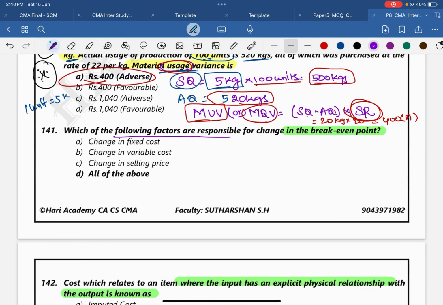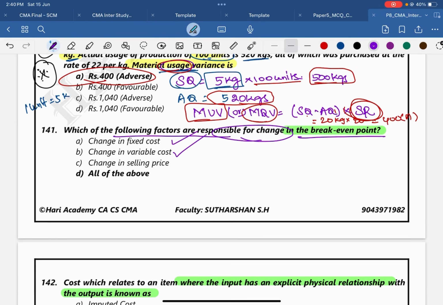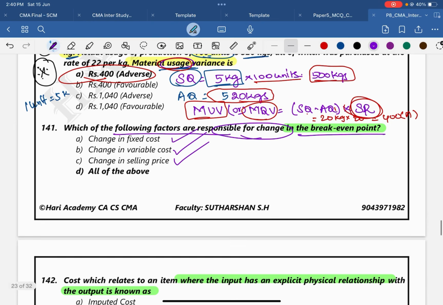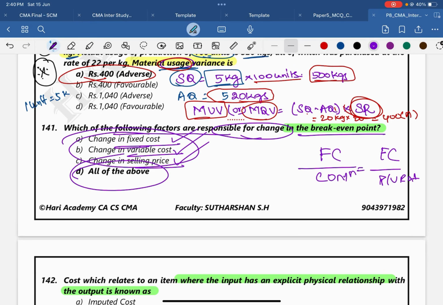Which one of the following factors is responsible for change in the break-even point? Change in fixed cost will affect, change in variable cost will affect, change in selling price will affect. Because what is the break-even point formula? The formula is fixed cost divided by contribution, or fixed cost divided by PV ratio. To find out PV ratio, I need selling price and variable cost, then fixed cost. So it is affected by all. So it is all of the above.